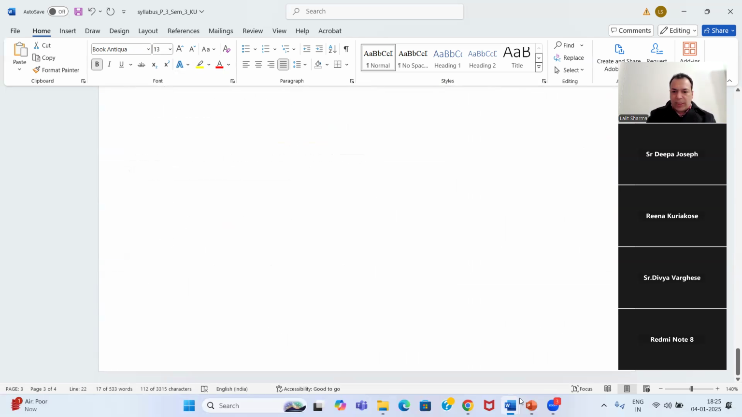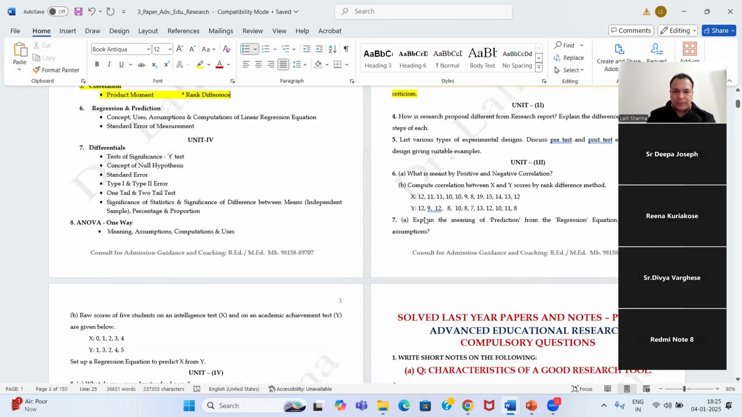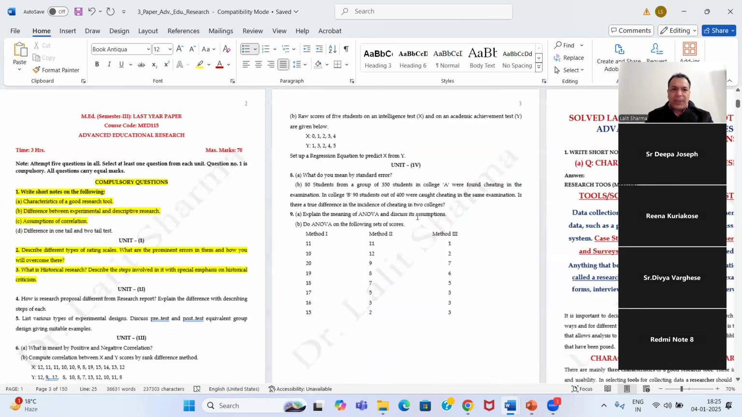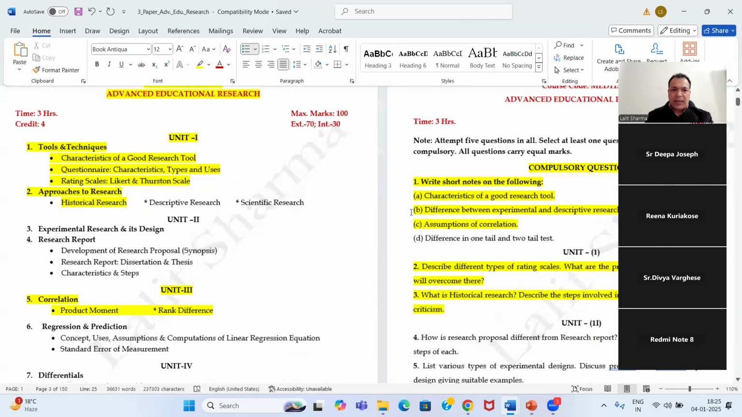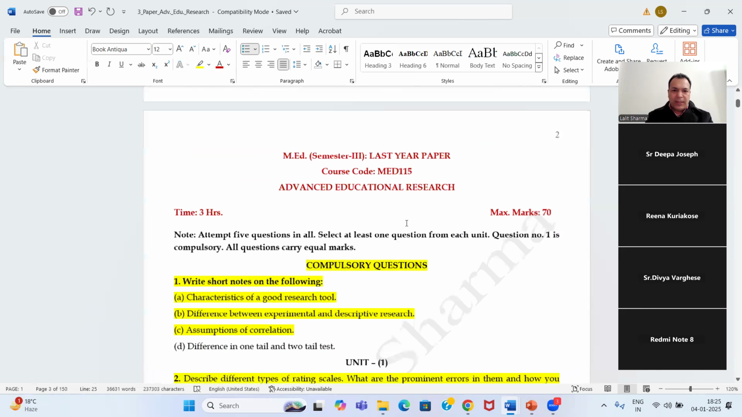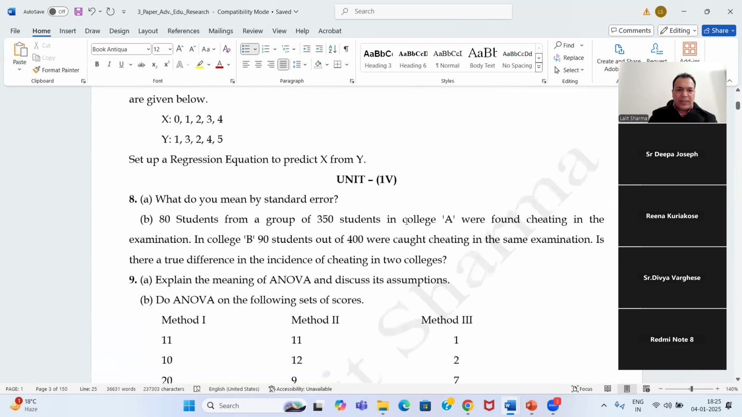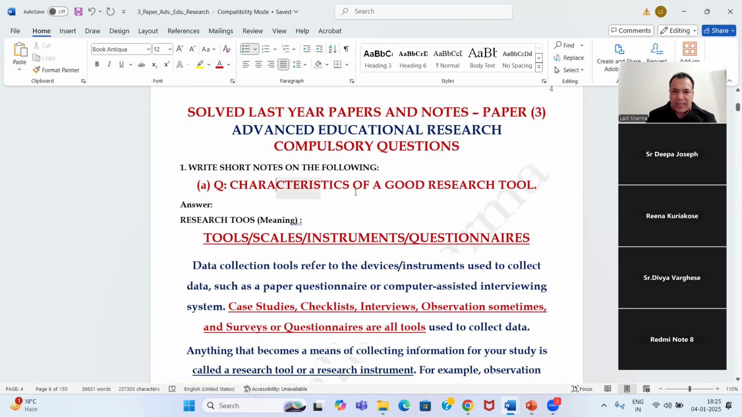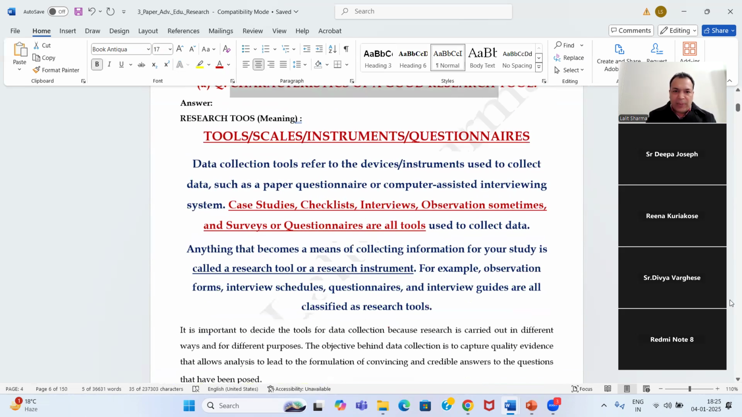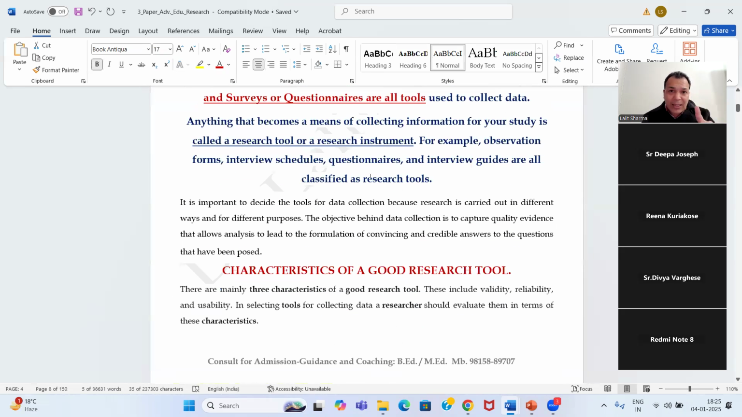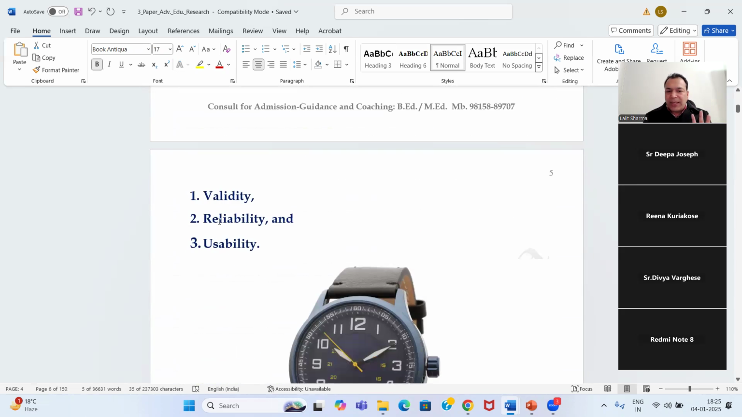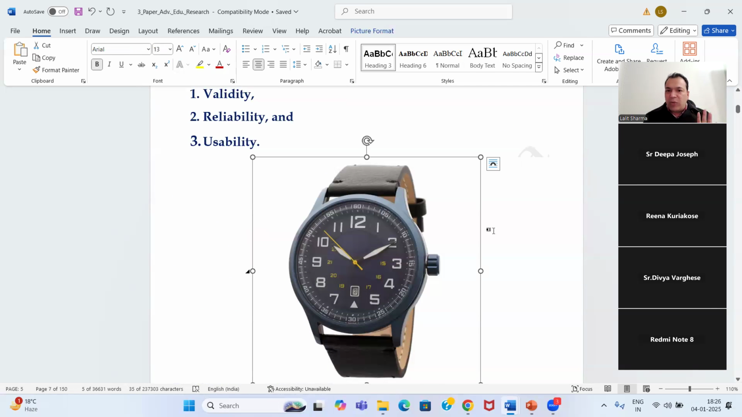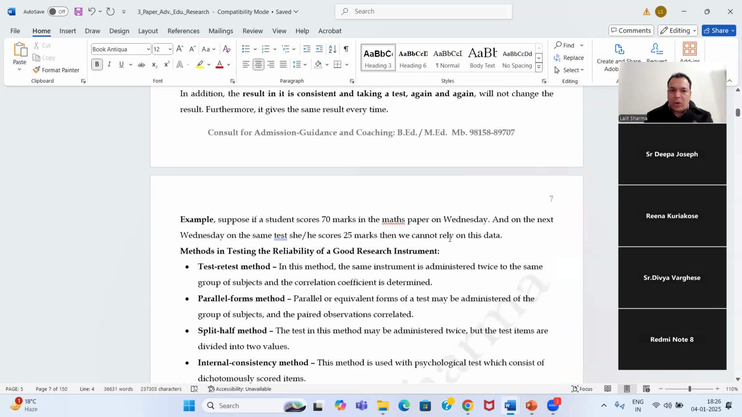So you can see the notes. I'm opening the second file. This is the second file of your PDF. This is the notes file; earlier was the syllabus file. Now you can see this portion we are done: characteristics of a good research tool. If you remember, under the characteristics of a good research tool there are three characteristics: validity, reliability, and usability, right? If you remember, I have given the example of the watch, right?